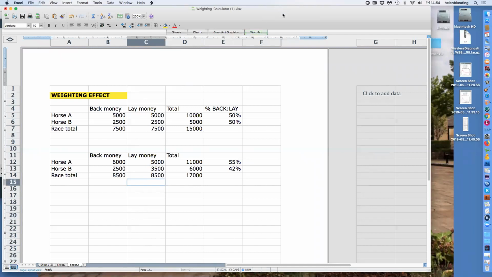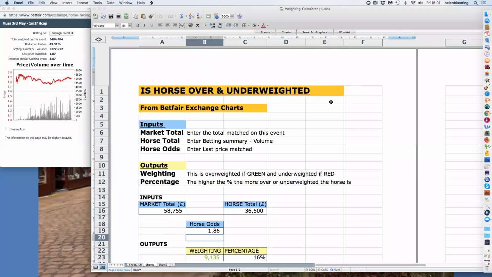Now, why does that matter? I'll come back to that in just a second. So we were asking the question, why does it matter whether your horse is over or underweighted? Well, we'll go back to the Coulage Forest horse, which we were looking at just previously.